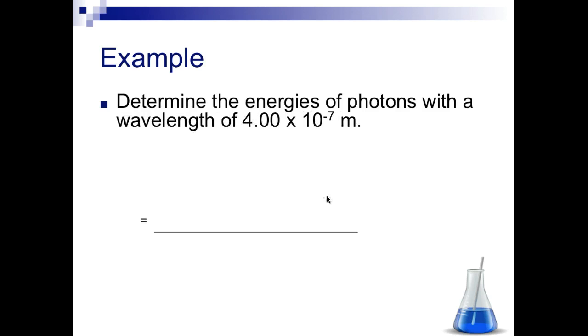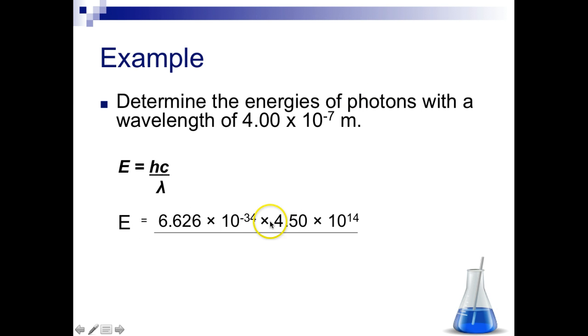Let's look at another example. What if you wanted to determine the energy and you were given the wavelength? This is going to be the equation that you're going to use: E equals hc over lambda. And so E is going to be equal to Planck's constant, which is a known value, times the speed of light divided by our wavelength. When we divide that by our wavelength, we get 7.45 times 10 to the minus 13th joules.